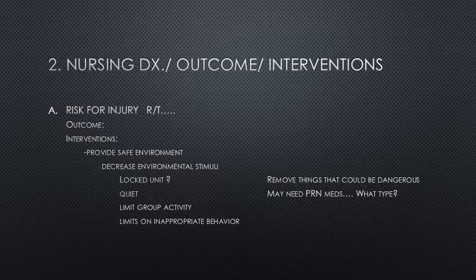Interventions here, we definitely want to provide a safe environment on the inpatient unit, and the environmental milieu is set up with all those safety things that we've gone over before in place. Some other things that we can do is decrease the environmental stimuli. If a person is very manic, we want to keep the unit as quiet as possible, not doing a lot of activities that are going to escalate their behavior. So it might be quiet one-to-ones.